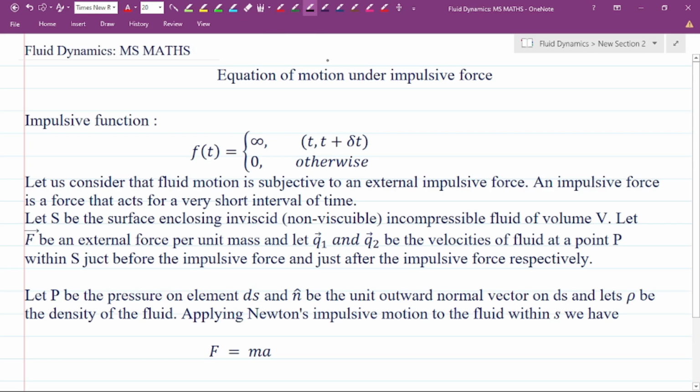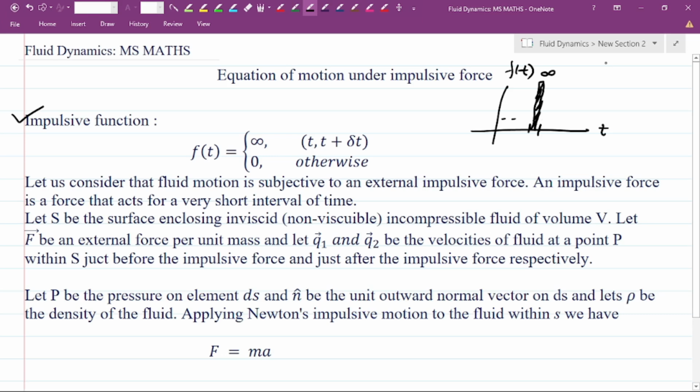Impulse is basically, for a particular small time, a large quantity. If I define the impulsive function, it is a function f of t, where t is time, and it has an infinite value for t to t plus delta t. If this is my t axis and this is my f of t, then for the range t to t plus delta t it will be infinite, and for all other ranges it is 0.